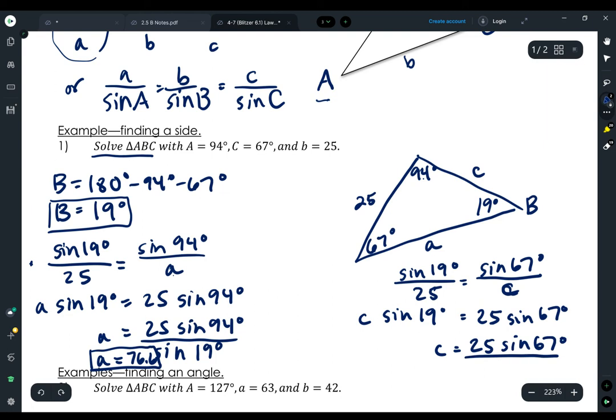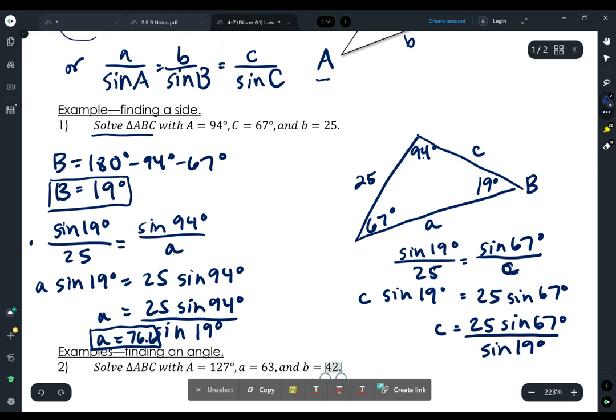So when we're solving for sides, this works pretty well. It's when we're solving for angles that we're going to have issues. Let's see, our last side is 70.7. So when we're solving for sides, it's easy.